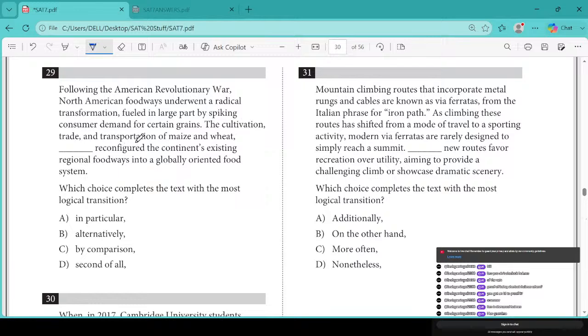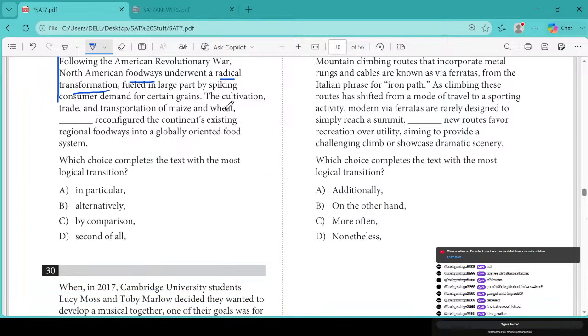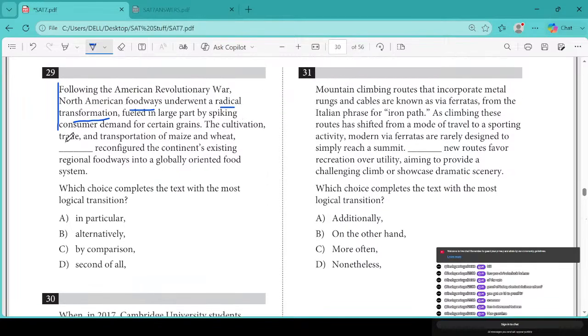Cultivation, trade, transportation of maize and wheat. Reconfigured. Okay. Let's read the whole thing for better context. So they're saying that the foodways underwent a radical transformation. Cultivation, trade, transportation of maize and wheat. So here they're just listing something general. Here they're listing something specific. So that would be A.